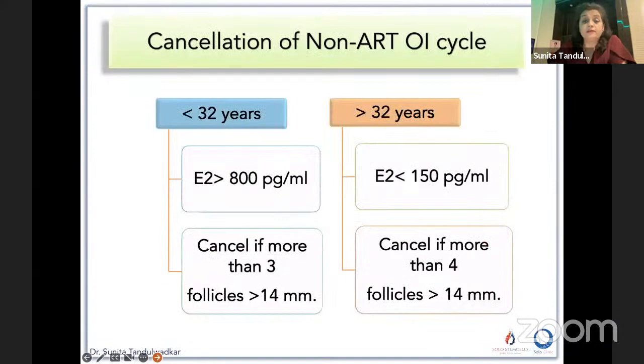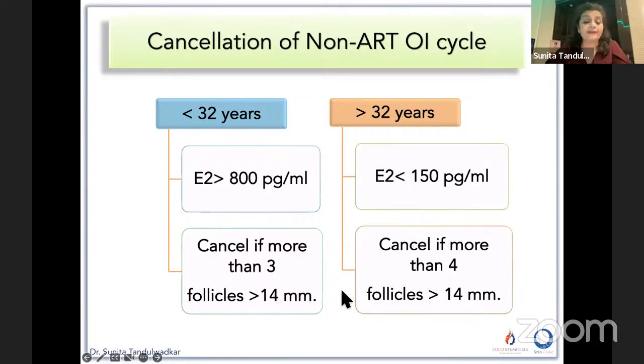When do you cancel? If the E2 value is above 800, or if more than 3 follicles are going above 14 mm. So I see 6 follicles of 14 mm on this. She has hyperstimulated. Probably her threshold was lower and I gave a little higher dose. I may give a lesser dose and rescue only 1-2 follicles. I probably will cancel. If there are more than 3, up to 4 follicles above this, it is fine. But if the E2 value is very low, my stimulation is going on and the patient is not responding, I need to call it a day. So these are the various reasons.